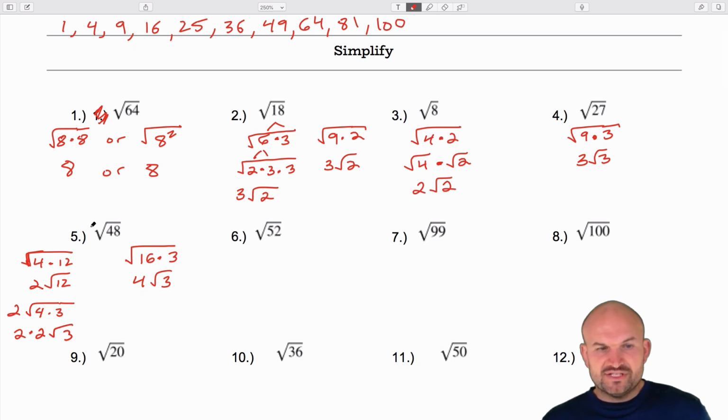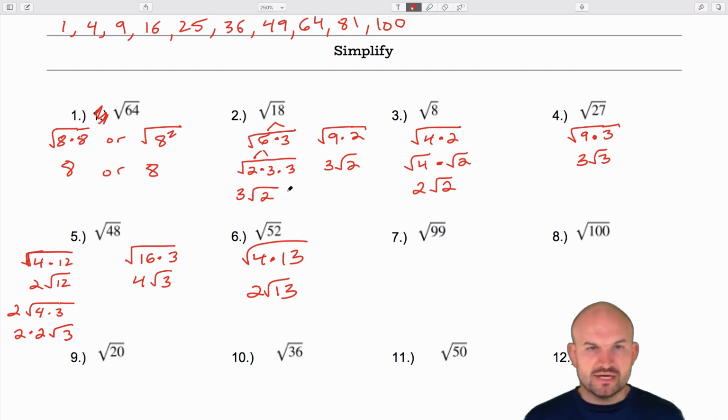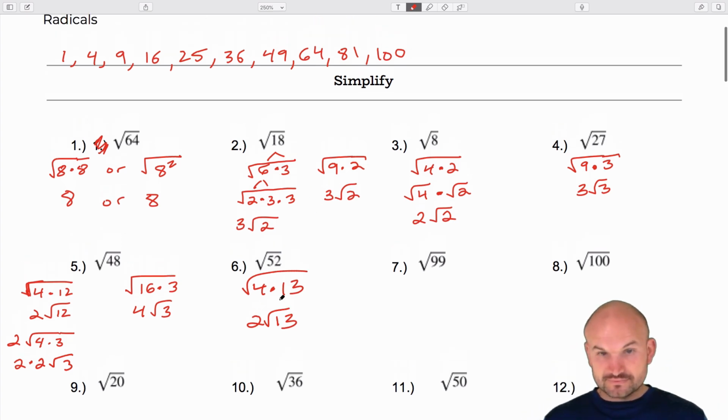I recognize 52 is only 4 more than 42. So that's going to be multiplied by 13. And I know 13 is a prime number. So I'm just going to do 4 times 13. And that's going to be 2 square root of 13. Okay, and again, we're looking for those prime numbers, numbers that cannot be divided or broken down any further. They are their prime numbers.